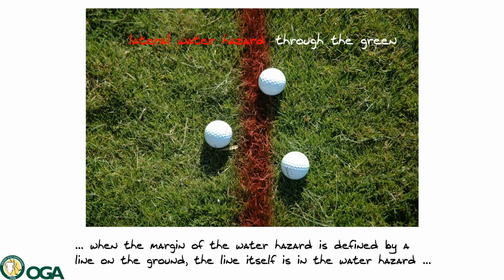When the margin of the water hazard is defined by a line on the ground, the line itself is in the water hazard. What this means, this is all water hazard because it is the line. Through the green is to the right, and anything on the line or left of it is lateral water hazard.